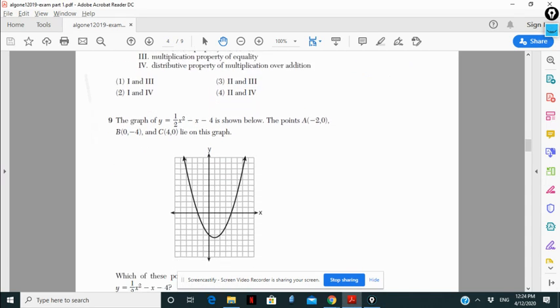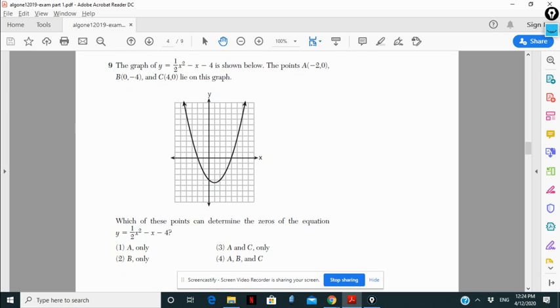Question number 9. The graph of y equals half x squared minus x minus 4 is shown below. The points -2 and 0, 0 and -4, and 4 and 0 lie on this graph.